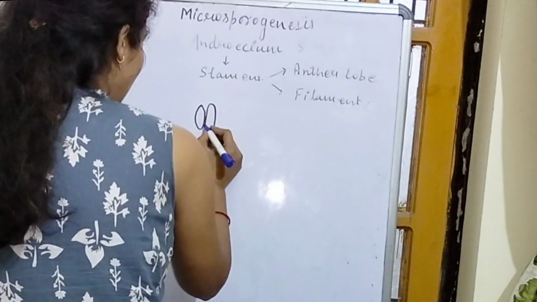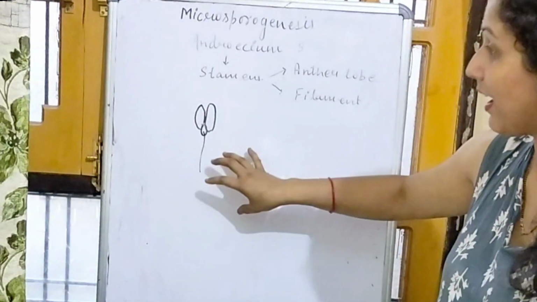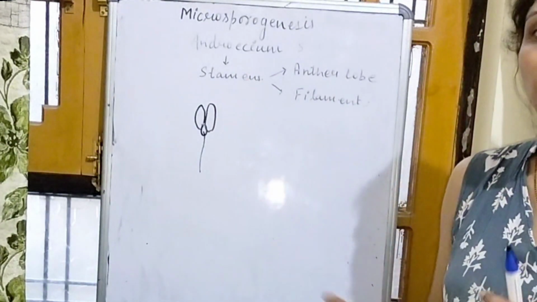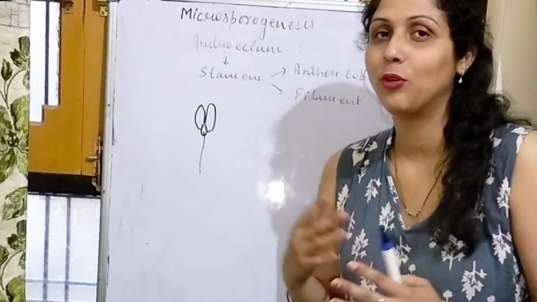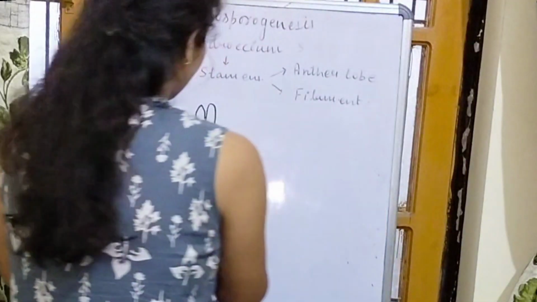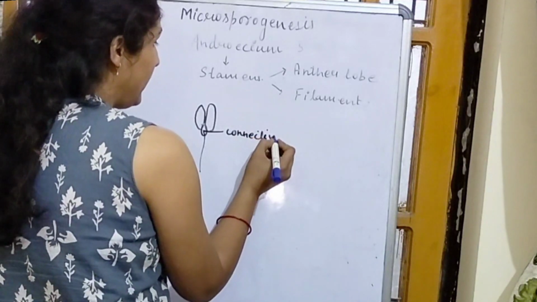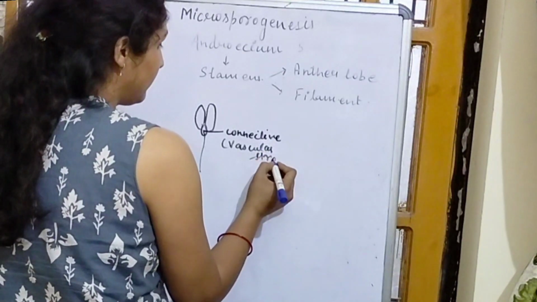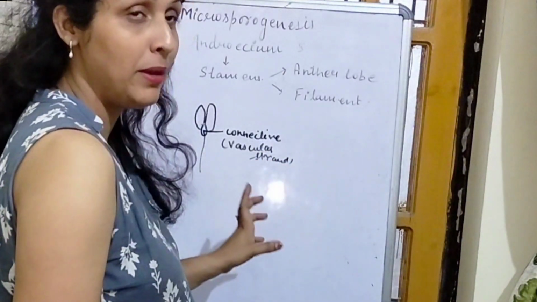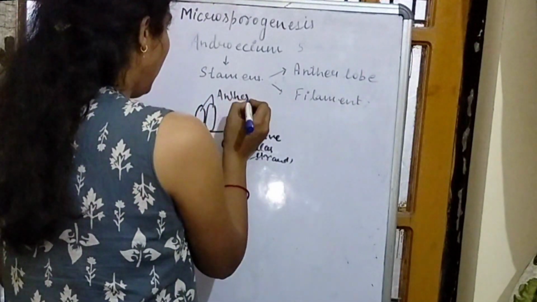And there is a connective. What does this connective mean? The connective is the vascular connection going to the anther lobe, the vascular strand through which the plant takes food, minerals, water, everything. That connective means it is the vascular strand. Now this filament, as I told you, holds two anther lobes.